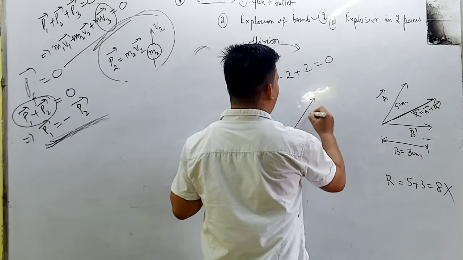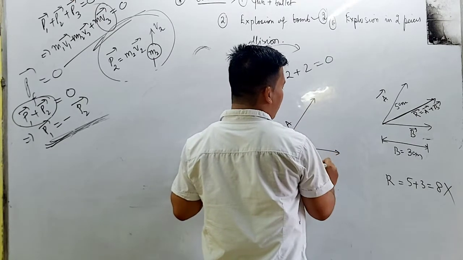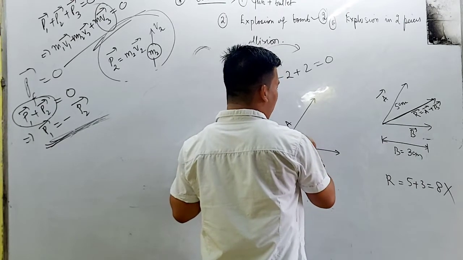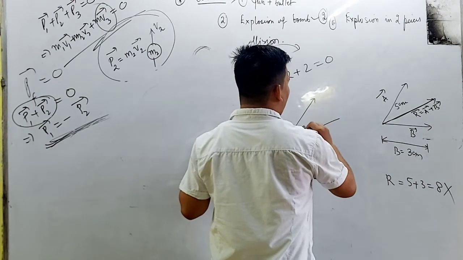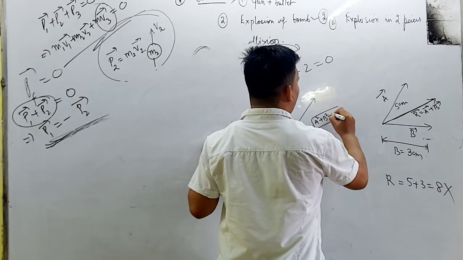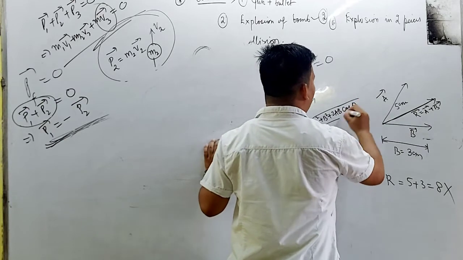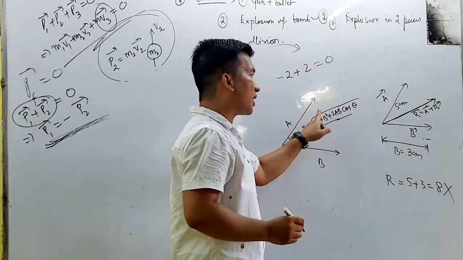This is theta. R is equal to root over a square plus b square plus twice ab cos theta. This is the resultant magnitude formula, and you need to remember it.